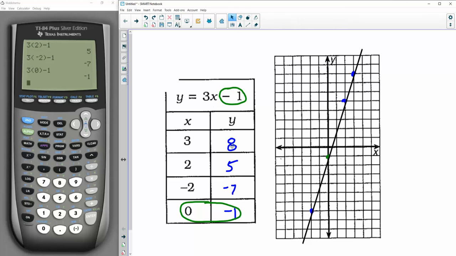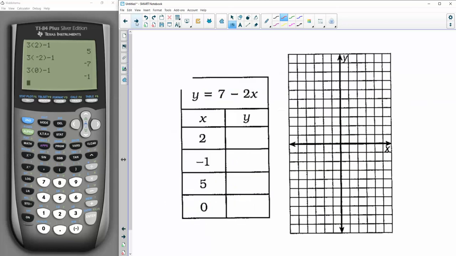So that's how you complete a table and graph a line. Let's do it one more time. Oh yeah, one more thing too. Let's show you that the slope of this line is 3, because every time I go up 3 and right 1, I end up back on the line. That's another key point there.